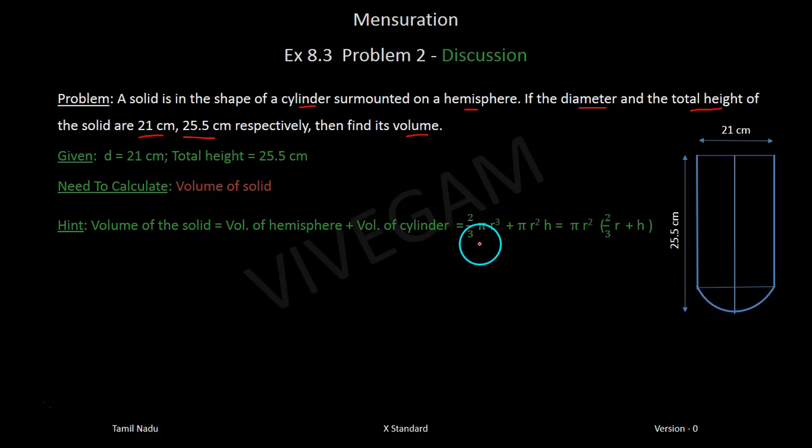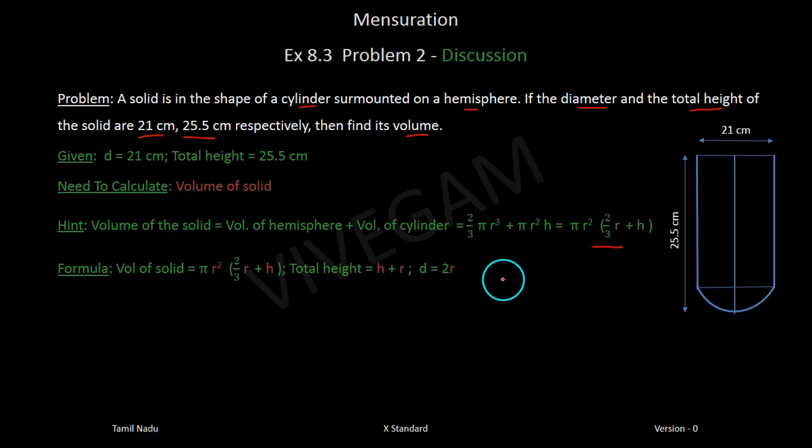So the volume of the hemisphere is 2 by 3 pi r cubed. The volume of the cylinder is pi r squared h. And you can take pi r squared commonly out. That becomes 2/3 r plus h. Either you can do it this way or you can individually find the volume of the hemisphere as well as the cylinder and add it up. Whichever suits you, you can do. But we are doing it by this method.